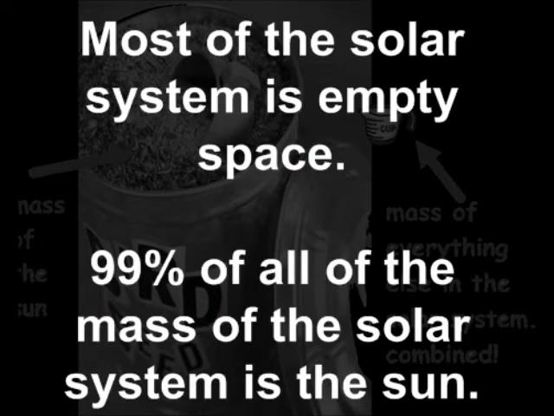Most of our solar system is empty space, and it's important to remember, of the matter that's in our solar system, 99% of it is the Sun, which means that all the other objects are 1%, and that includes planets, asteroids, meteoroids, and comets, and moons, and anything else that happens to be floating out there.